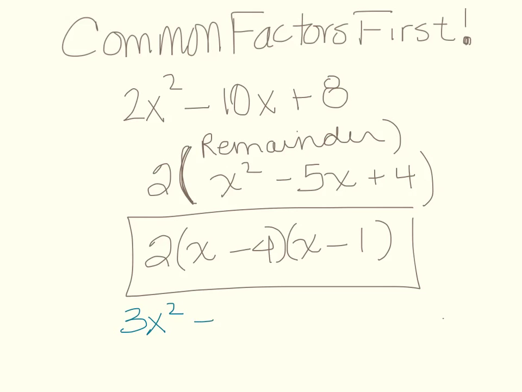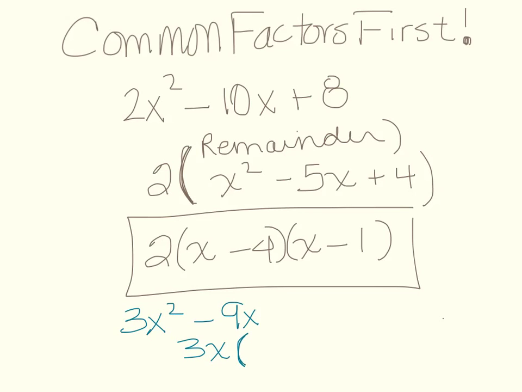3x squared minus 9x. That one does have a common factor, even though it's only 2 terms, like we've been doing so many of these with 3 terms. This has 2 terms, but you're always remembering looking for common factors first. There's a 3 in common to both of those terms. There's also an x in common to both of the terms.